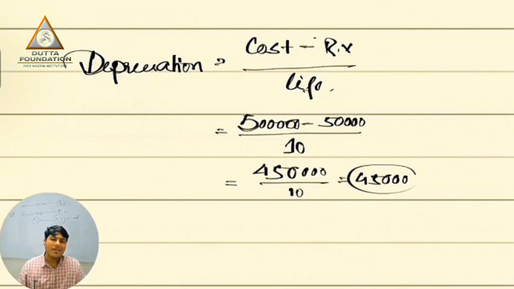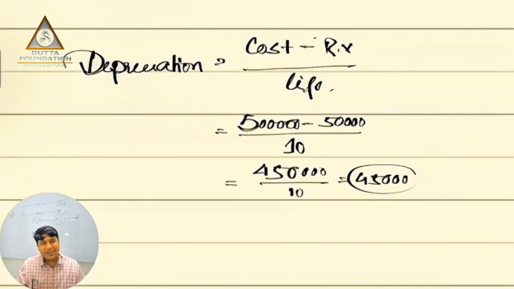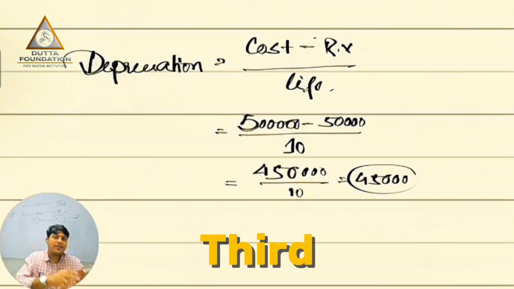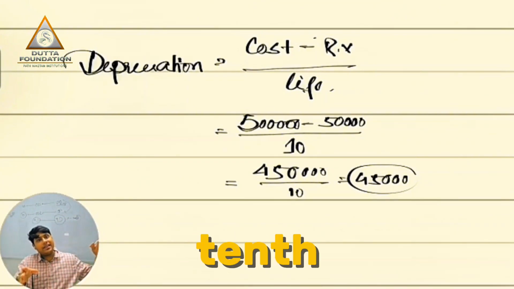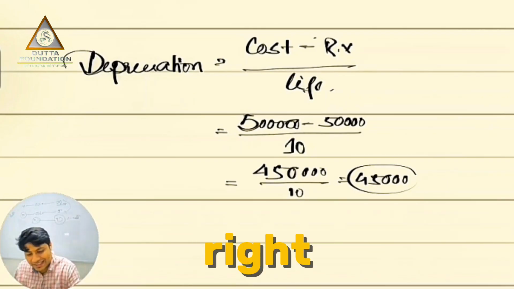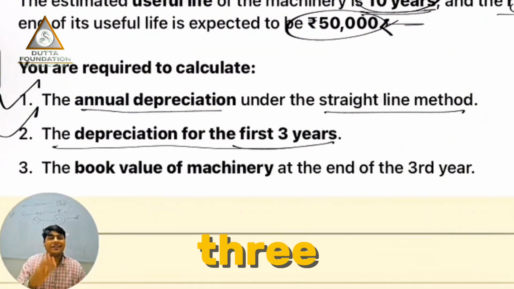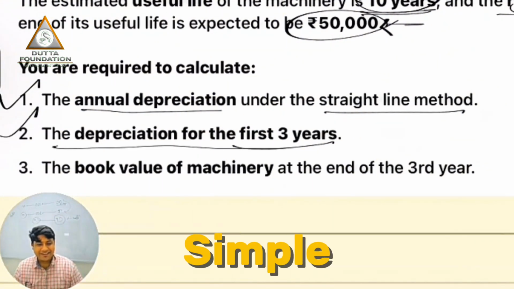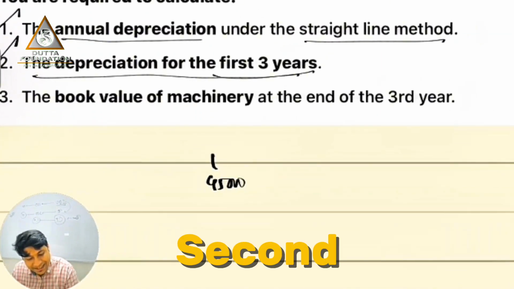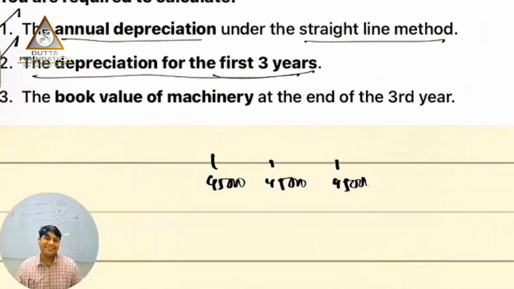So this is a simple way to calculate the annual depreciation, right? And this depreciation will continue the first year, second year, third year, fourth year, up to the 10th year, as long as the useful life of the machine sustains. Now coming to the second question: what will be the depreciation for the first 3 years? Simple. First year 45,000, second year again 45,000, third year again 45,000.